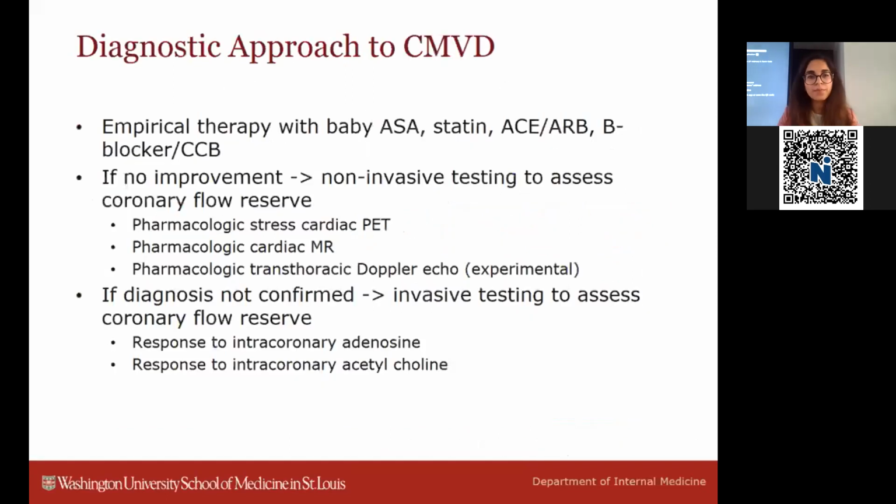So what is the diagnostic approach to CMVD? There's no major guidelines, and expert consensus suggests that we should put it on the differential first and foremost. We should then empirically treat these patients with baby aspirin, statins, ACEs, ARBs, beta blockers, calcium channel blockers, depending on whether we're going for symptom control. If there's no improvement, we should assess coronary flow reserve non-invasively through MR, PET. If the diagnosis is still not confirmed, we should invasively test these patients in the cath lab.